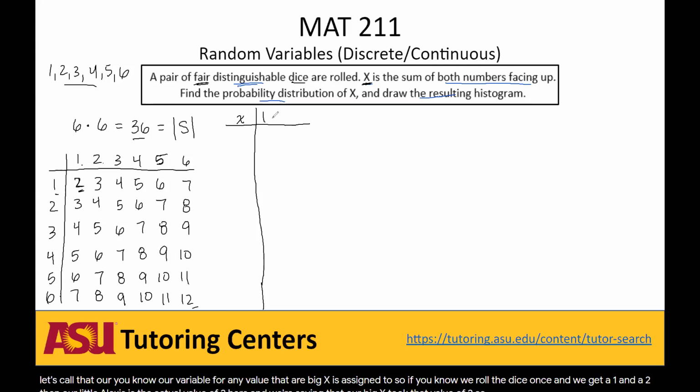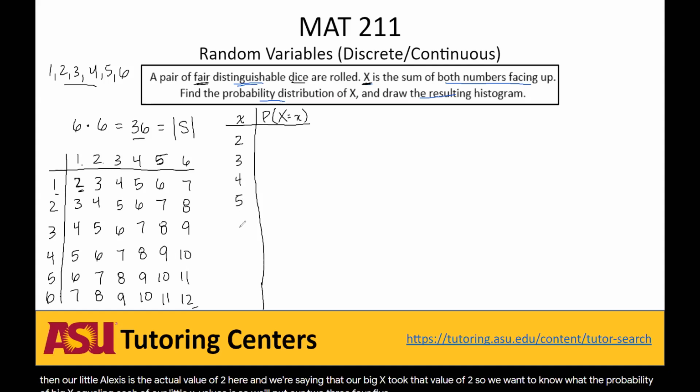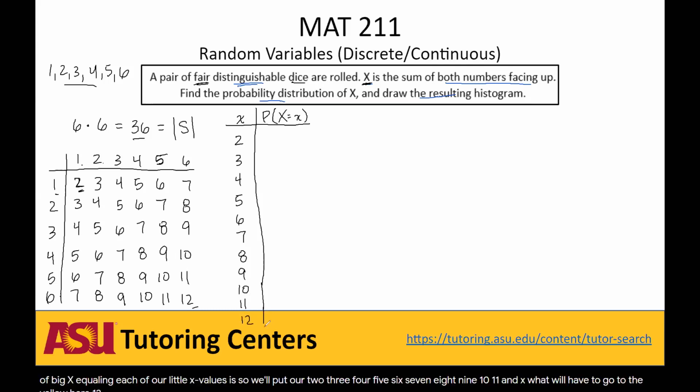We want to know what the probability of big X equaling each of our little x values is. So we'll put our 2, 3, 4, 5, 6, 7, 8, 9, 10, 11, and it looks like we'll have to go to the yellow here, 12. That'll be all of our different possible values of x.